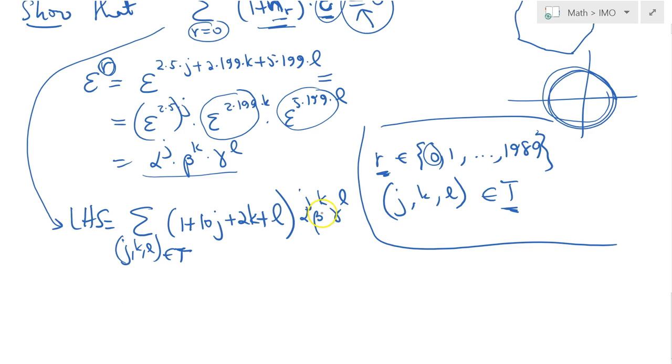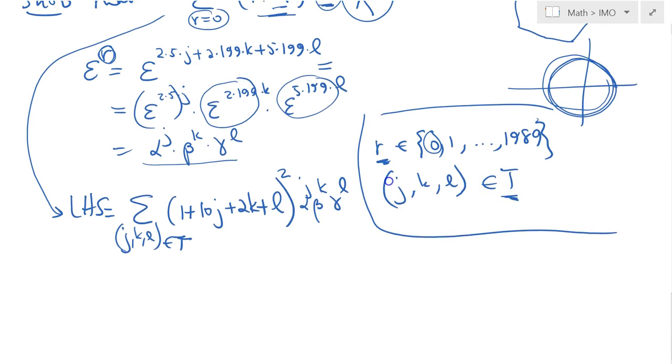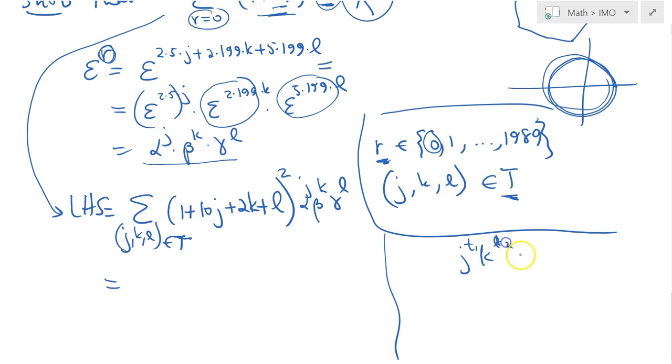But now, oh shoot, I forgot the square here, sorry for that. So there's a square here. Now the critical observation, the remaining final observation, is this: when I square this parenthesis here, what will come out is you will have at most 2 terms multiplying with each other. That's the critical thing. So you will never see, so let me open another imagination box, you will never see a term which has j to the power t1, k to the power t2, and so on.